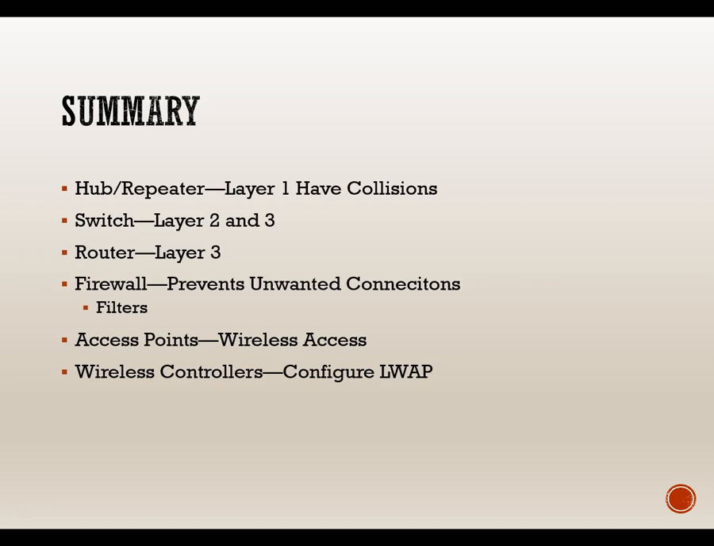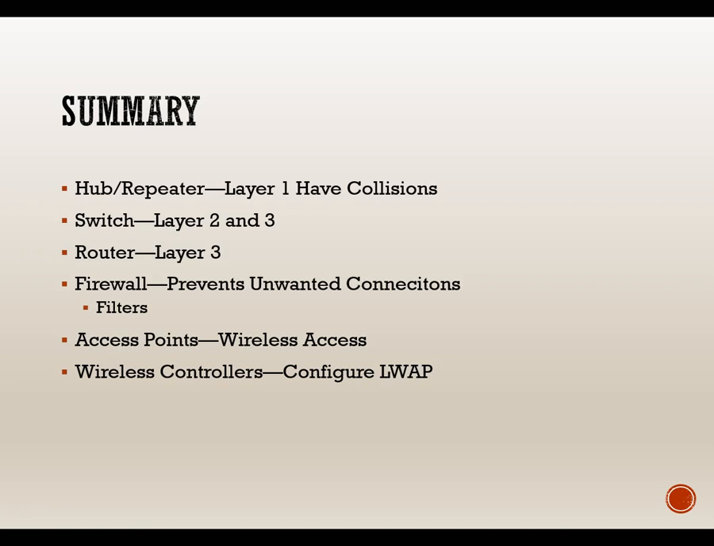So, the hardware portion. We talked about hubs and repeaters at layer 1, which have collisions; they are one collision domain. With switches, we had two types, the layer 2 and the layer 3 switches. The layer 2 switches were at the access layer of the Cisco hierarchical model, layer 2 of the OSI model, and layer 1 of the TCP/IP model. The layer 3 switches were at the core layer of the Cisco hierarchical model, and they can be at either layer 2 or layer 3 of the OSI model.